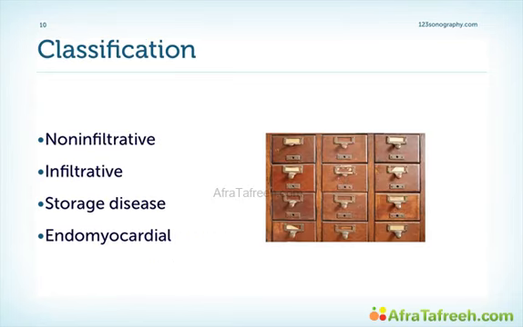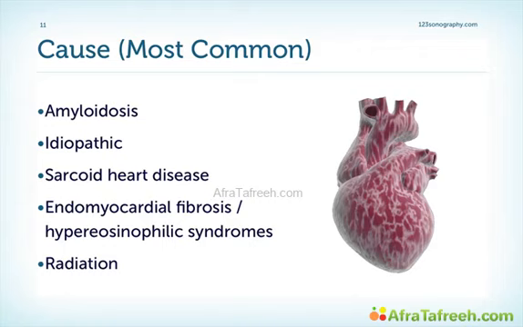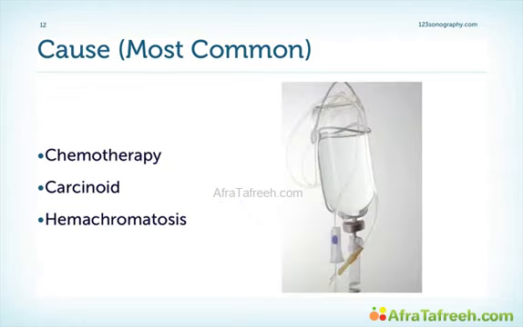It is classified as non-infiltrative, infiltrative, caused by storage disease, or endomyocardial. If we look at specific causes, the most common cause probably is amyloidosis, followed by idiopathic, sarcoid heart disease, endomyocardial fibrosis or hypereosinophilic syndromes, and radiation. Further causes include chemotherapy, carcinoid heart disease, and hemochromatosis.